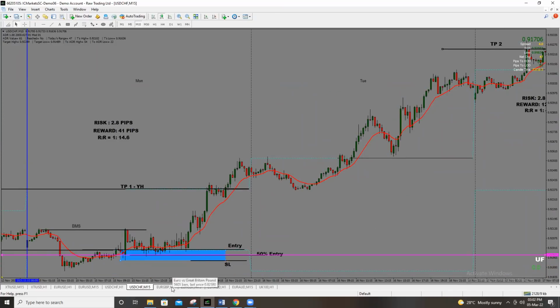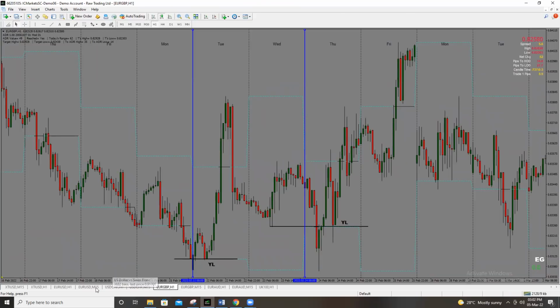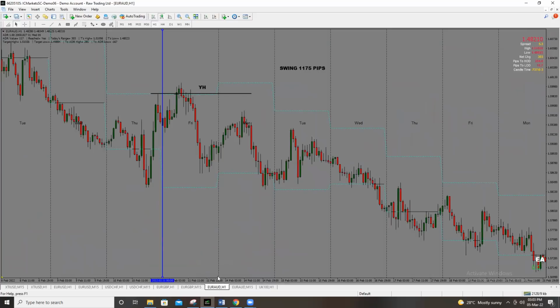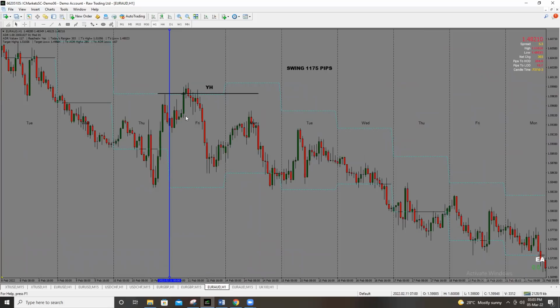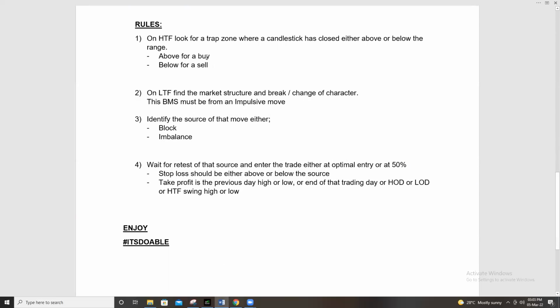So let's see another example. So this is a buy. Let's see for a sell. We're using the same rules. Now for a sell trade, you'll be looking for yesterday's high on the higher time frame. Remember, we're moving with the rules, okay? So for a sell, you're looking for yesterday's high and a candlestick closing below that range, because you want to sell.